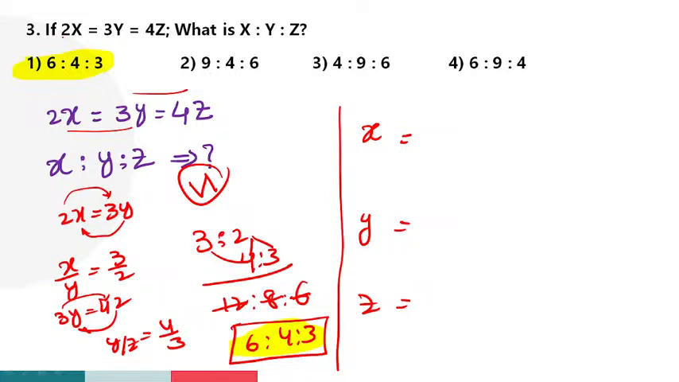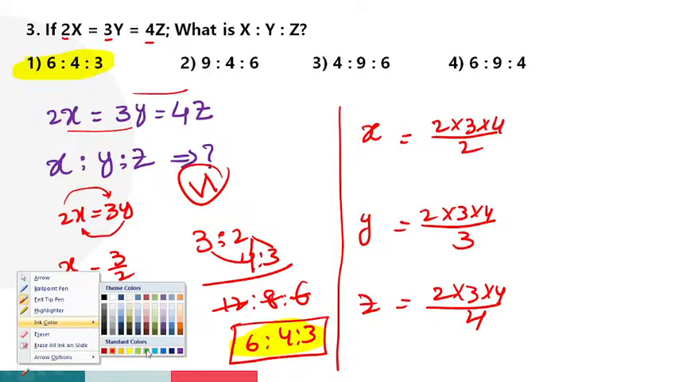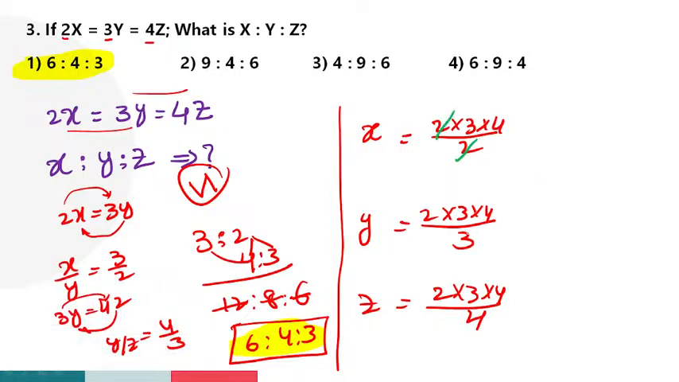Here, x means how many parts? 2 parts. Y means how many parts? 3 parts. And z means how many parts? 4 parts, guys. So first find out the x value. 2 into 3 into 4 by x value is how much? 2. Next, 2 into 3 into 4 by y value is how much? 3. 2 into 3 into 4 by z value is how much, guys? 4. So let me calculate. 2 2 cancel, 3 3 cancel, 4 4 cancel.